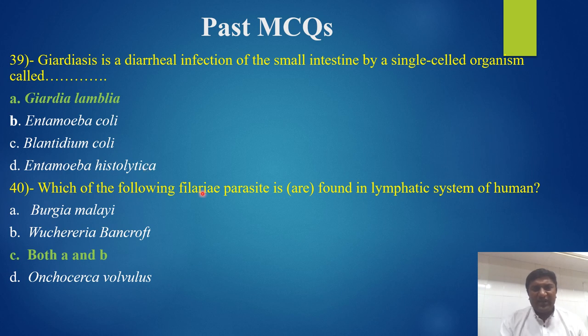Which of the following filaria parasites is or are found in the lymphatic system of human? Brugia malayi, Wuchereria bancrofti, both A and B, Onchocerca volvulus. So the best answer is both A and B.